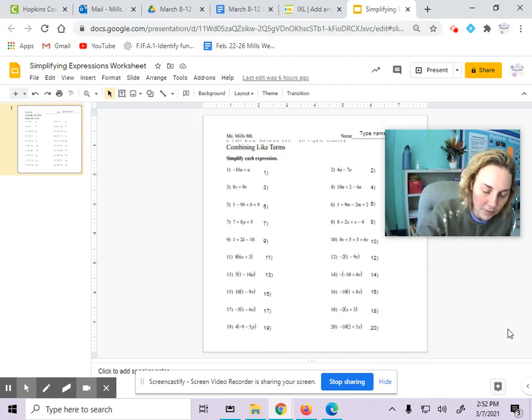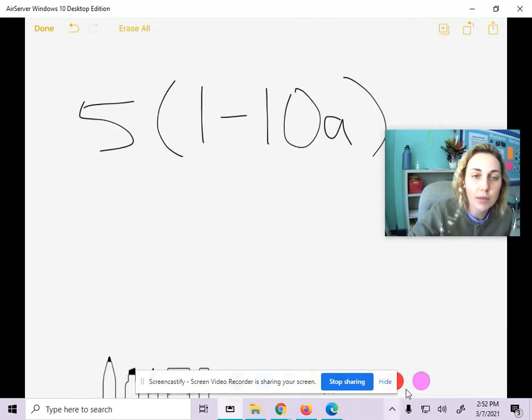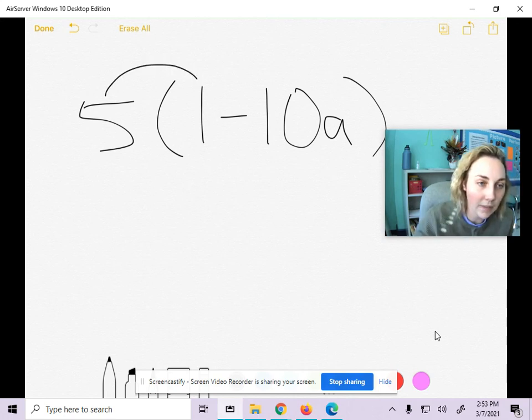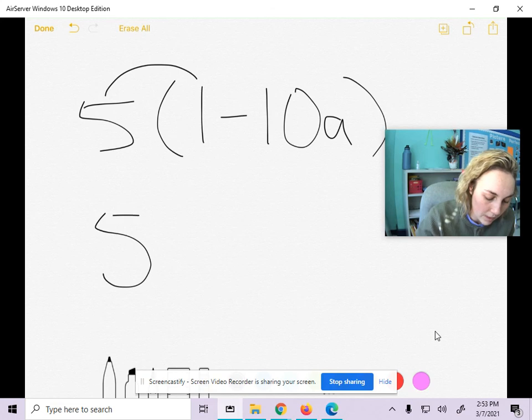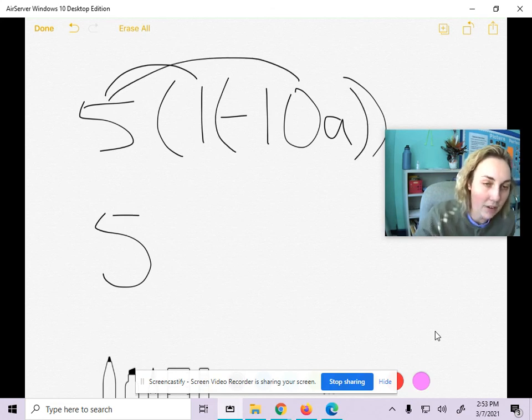So let's do number 13. What we have is 5, and then we have 1 minus 10a. And again, we're going to practice the distributive property. What you have to do here is multiply the outside number by every number inside the parentheses. So for example, first we do 5 times 1. Well, 5 times 1 is just 5. And then we're going to multiply 5 times negative 10a, okay?